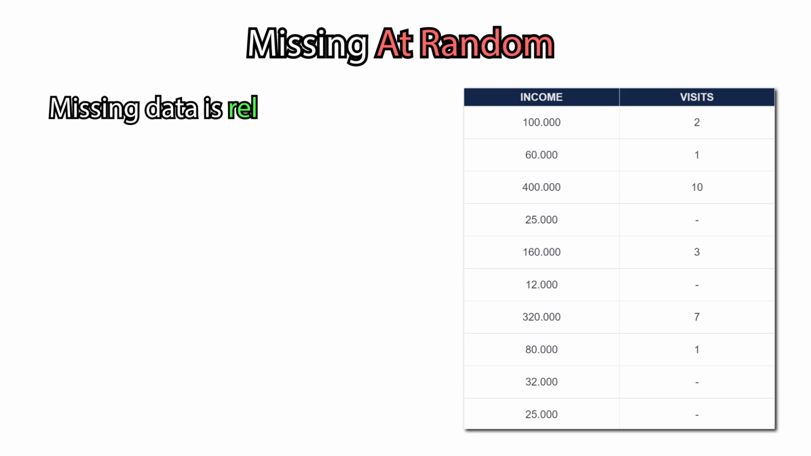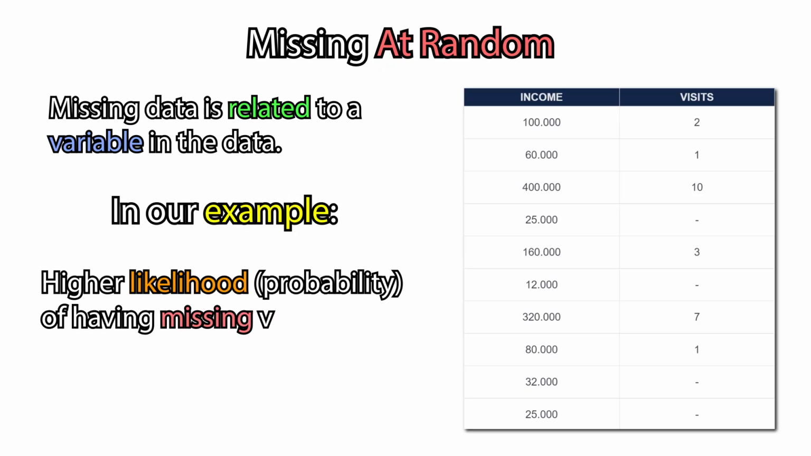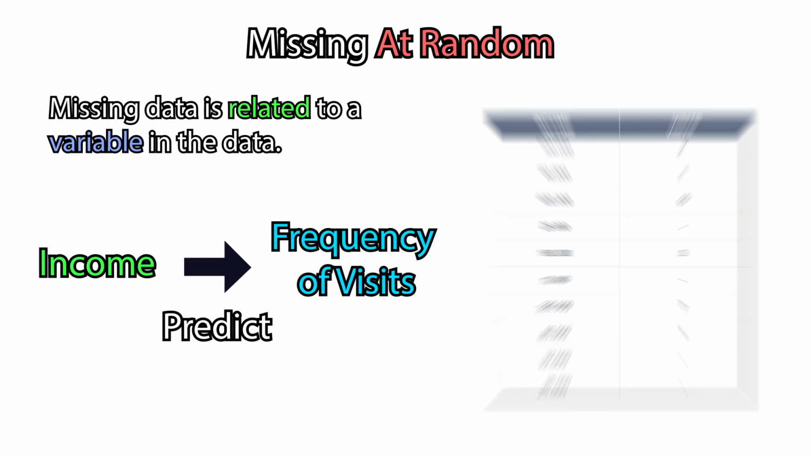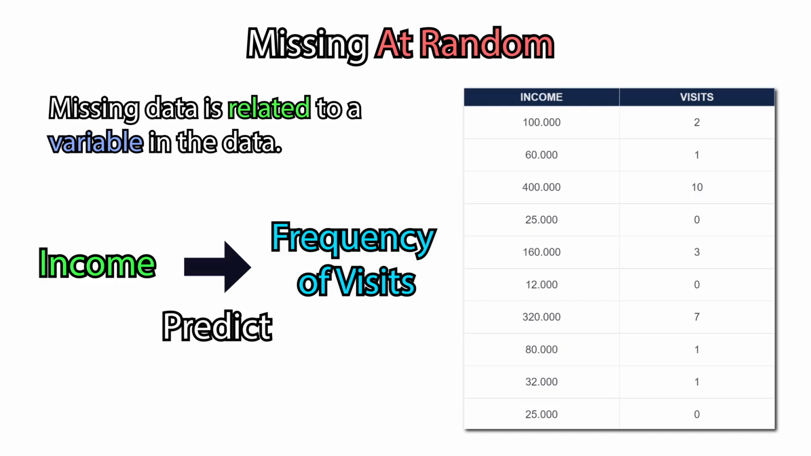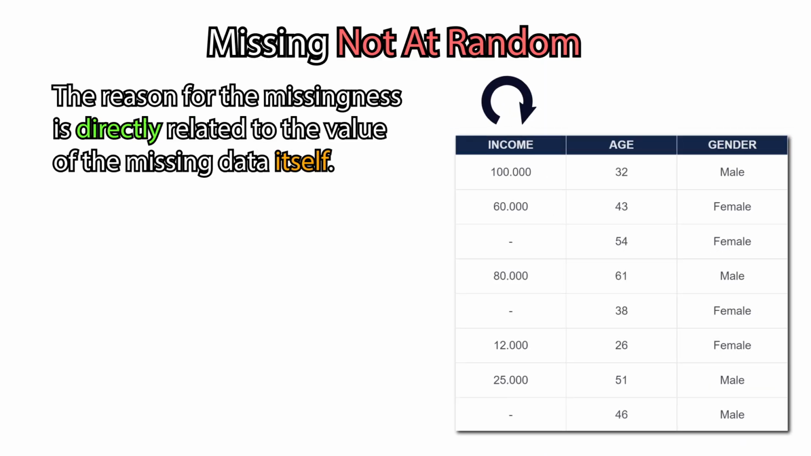In other words, missing data is related to observed data or another variable. We have a higher likelihood or probability of missing doctor visiting frequency data for poor patients. Now, having the income data, we may be able to predict the frequency and fill in the missing values. The last type is missing not at random, when the reason for the missingness is directly related to the value of the missing data itself.